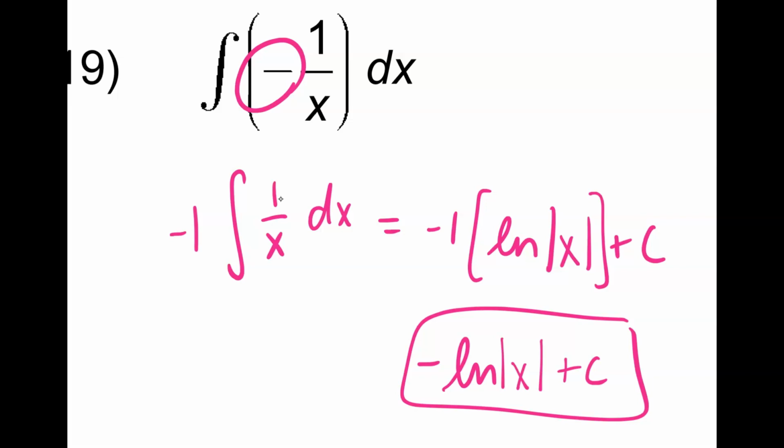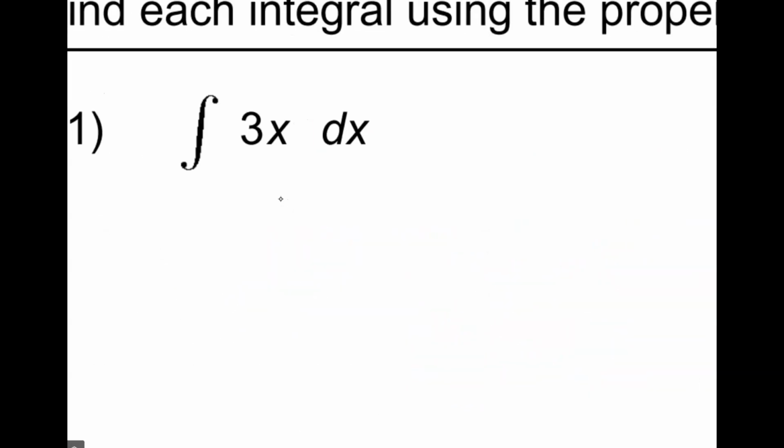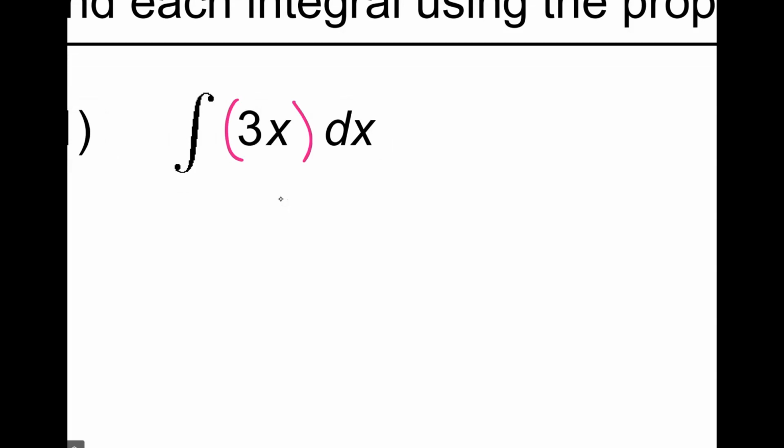Let's do an easier one. We can do 20. Actually, let's do 11 and then let's do 20. So for instance, we have 3x dx. The idea is, I'm trying to take the integral. What I'm trying to say is, if 3x is the derivative, what was my original function? That's what it means to take an antiderivative. You're given the derivative, and you have to work backwards and give the original function.